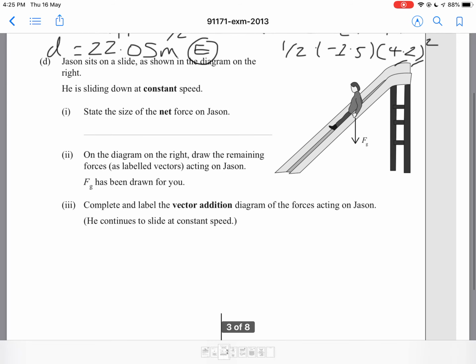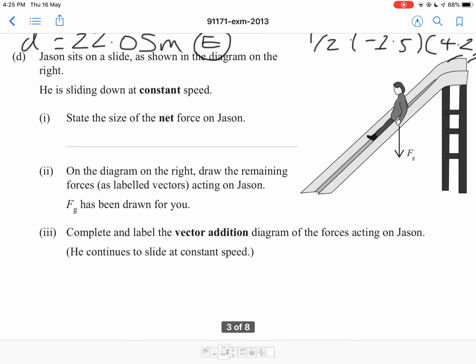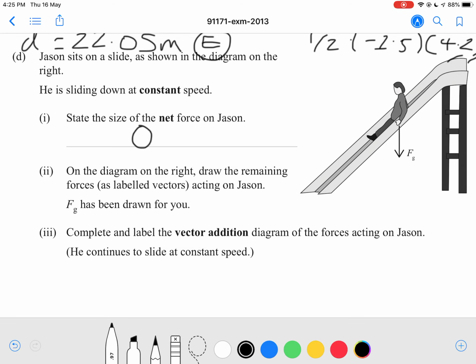Alright, moving along. Jason sits on the slide, as shown in the diagram on the right. He is sliding at a constant speed. State the net force on Jason. Okay, you know that in level 1 mechanics, we learned that if something is going at a constant speed, that means all the forces acting on that object are balanced. And when the forces acting on the object are balanced, the net force is 0, okay? So the answer to this question is simply 0 newtons. And that's basically it for part one.